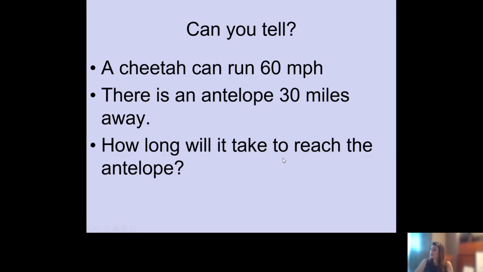So a cheetah can run 60 miles per hour. There's an antelope 30 miles away. How long will it take to reach the antelope? This is more of a thought problem, right? If you can go 60 miles an hour, how far do you go in 15 minutes? It's real easy. It's a mile a minute. So if it's 30 miles away, then it's just 30 minutes. That one's the one I can always remember.